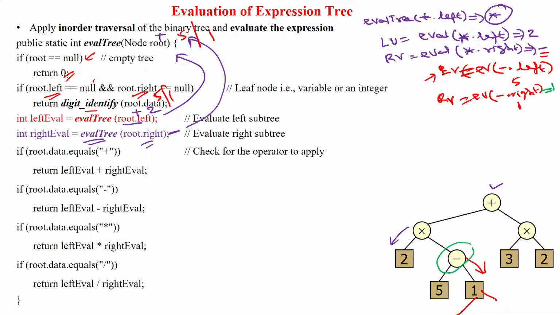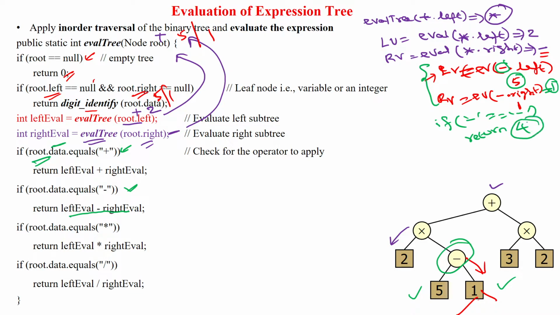So now for the minus, we got the left value and right value. The root is now minus, as per this location. So if root dot data is minus, then minus equal to minus. Okay, that's what we have given here. So here this is becoming false, this is becoming true. So we are evaluating this one. The left value we already got, that is 5. The right value is 1. So we got the value 4.